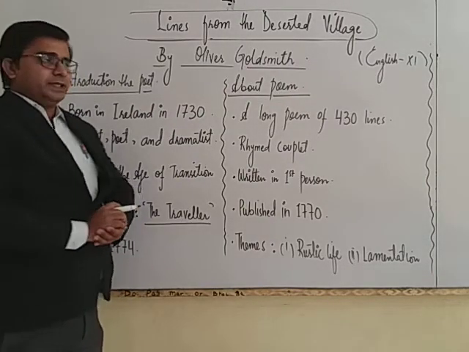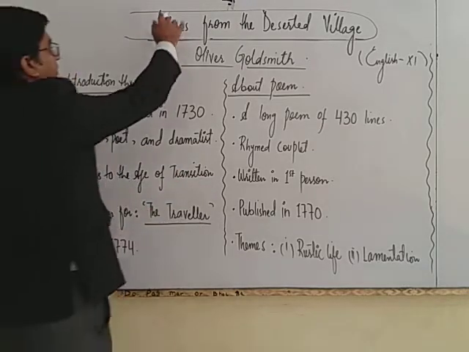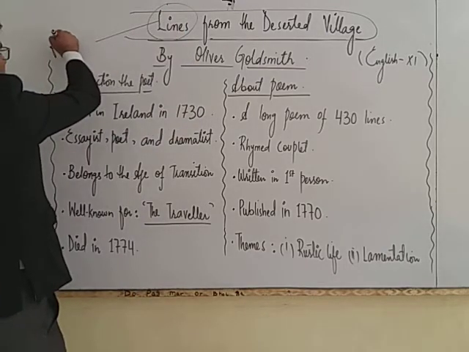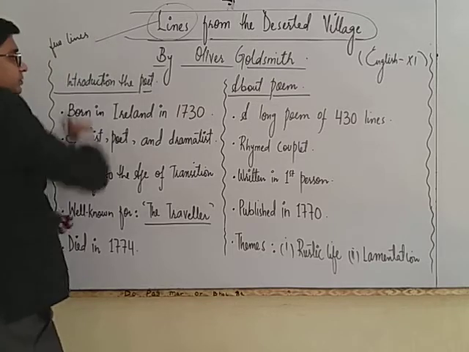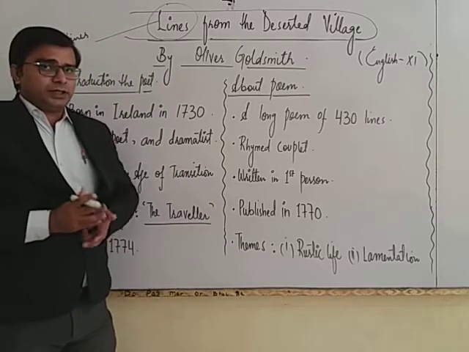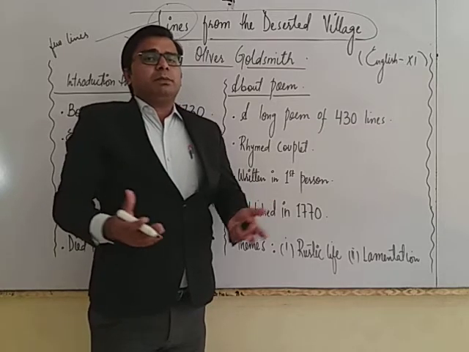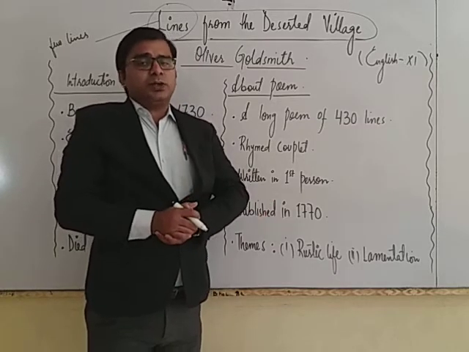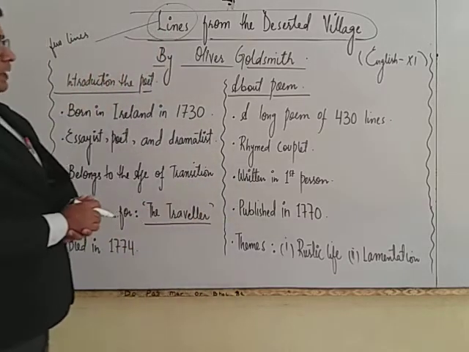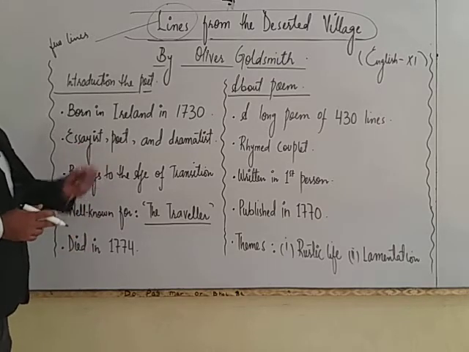First, we get the idea that they are a few lines, not the complete text. So remember, whenever you find the word lines, it shows that we are going to study a few lines from the whole context. We are not going to experience the complete text of The Deserted Village. Actually, Oliver Goldsmith wrote the complete poem of 430 lines, but we have a few lines from all those 430 lines.